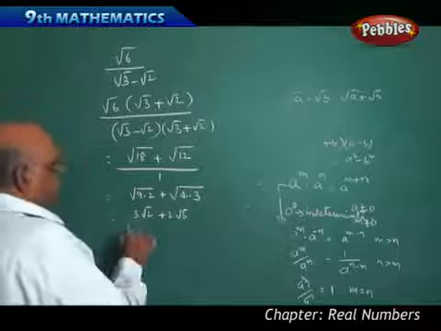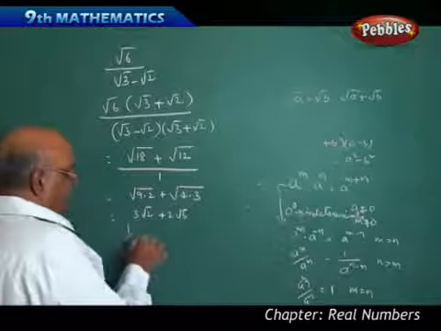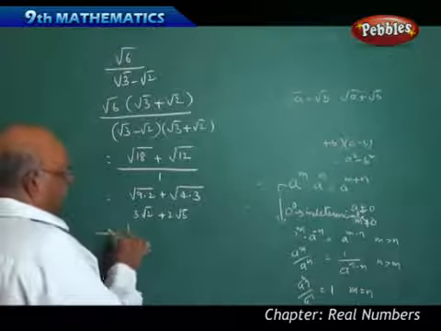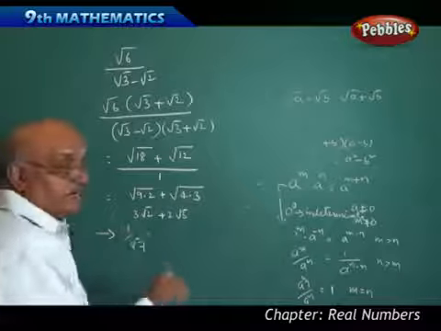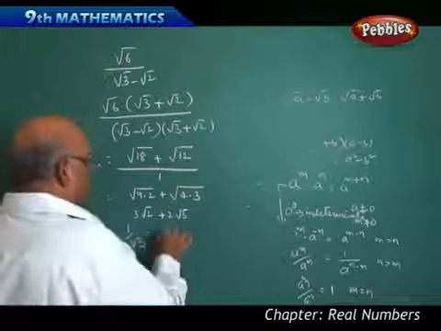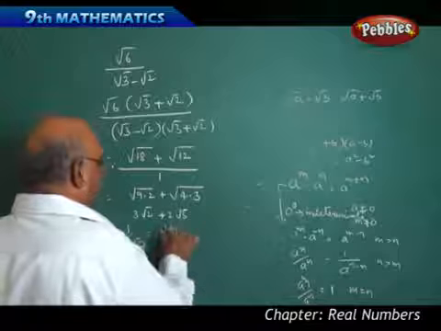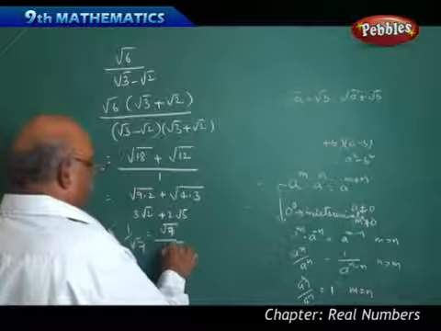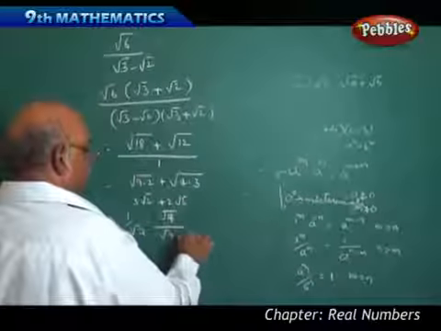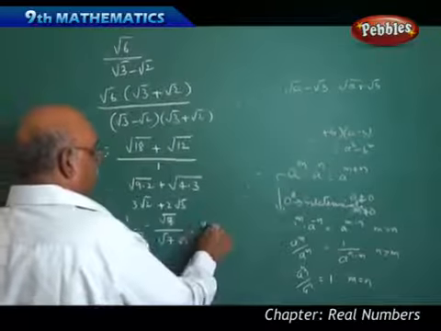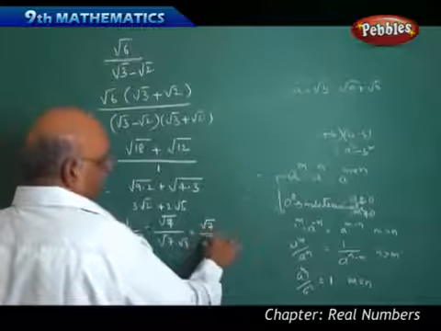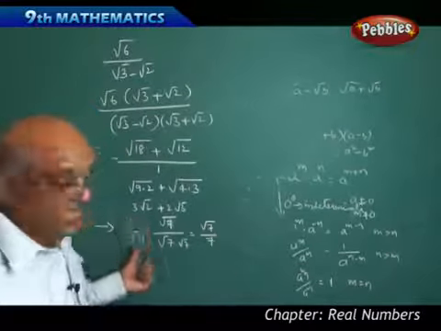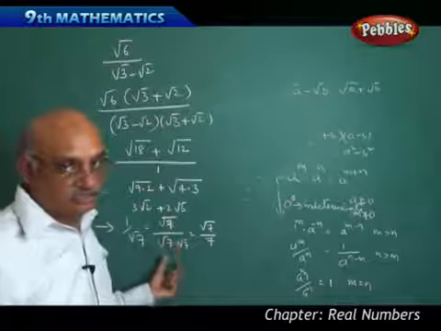In the same manner, suppose I take 1 by root 7. Now, this is one problem. Multiply numerator and denominator with root 7. We get root 7 divided by root 7 into root 7, which is equal to root 7 divided by 7. Therefore, in this way I can simplify the problem.